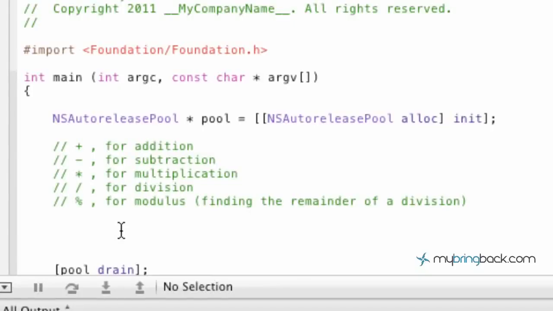Hey guys, welcome back to your Objective-C tutorials, and today we're going to be going over your basic arithmetic standard operators. And yeah, I mean, it seems a little bit basic, but I wanted to accentuate a few points in here, so bear with me as we run through some of these examples.